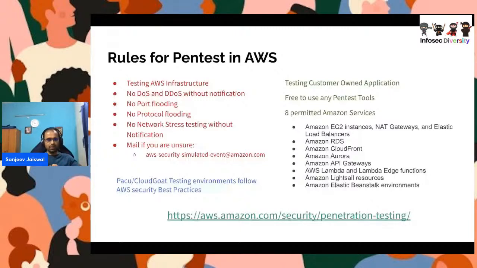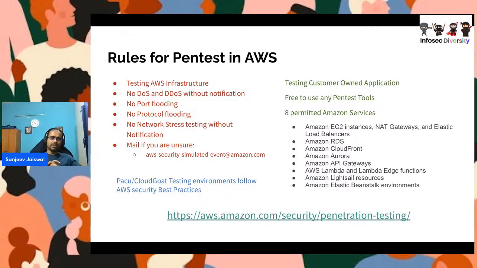So basically, something like Nmap, you should not automate and do all these things. There should not be any network stress testing without, again, notification, and anything which you are not sure about, you should write to AWS security simulated event at amazon.com. So what are the things that are allowed in that case?